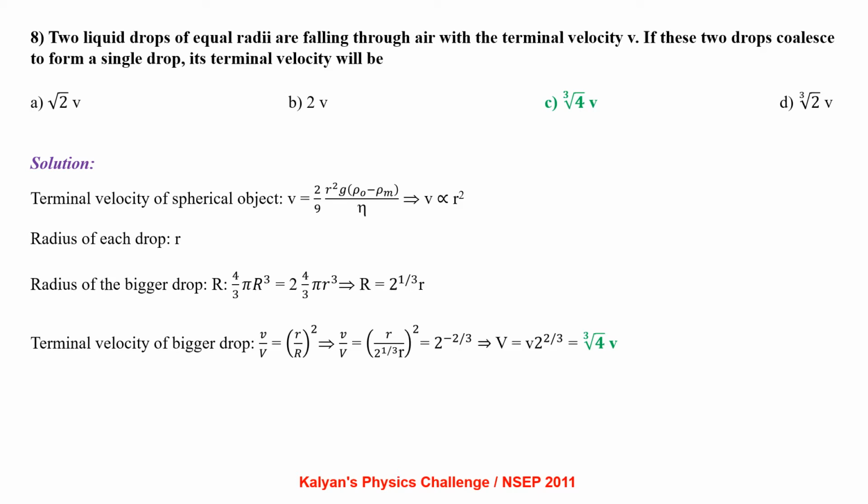Radius of each drop is r. Radius of the bigger drop, let us say capital R. Volume of the bigger drop should be equal to the sum of volumes of the smaller drops. So 4/3 pi R cube equals 2 times 4/3 pi small r cube, from where we get capital R equals 2 power 1 by 3 into small r. Terminal velocity of the bigger drop in terms of small v can be found by taking the ratio V by v equals (R by r) whole square, from which we have capital V equals cube root of 4 into small v.